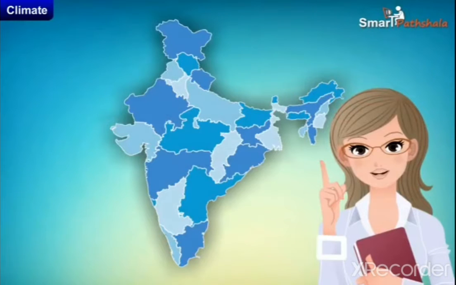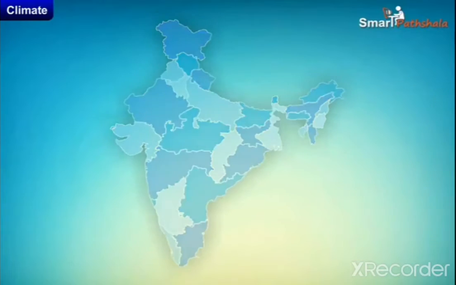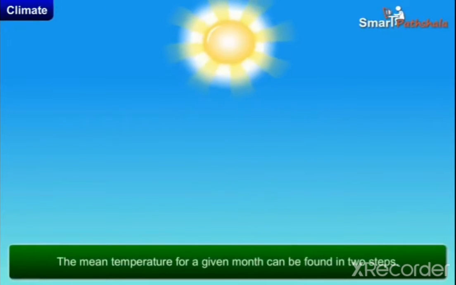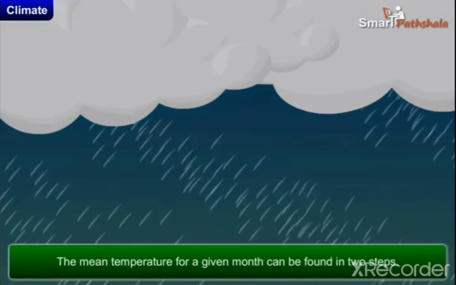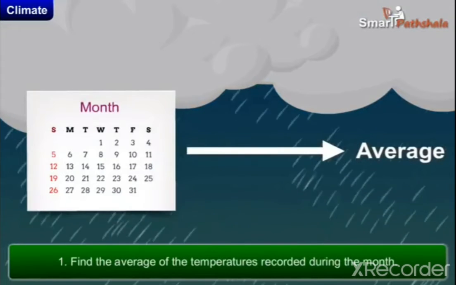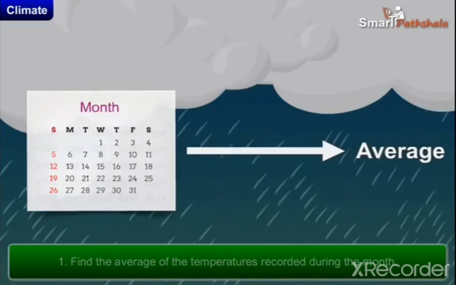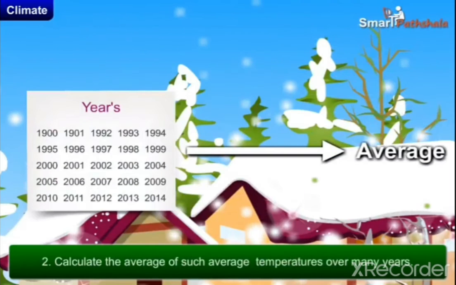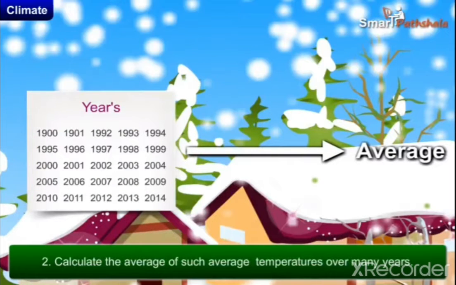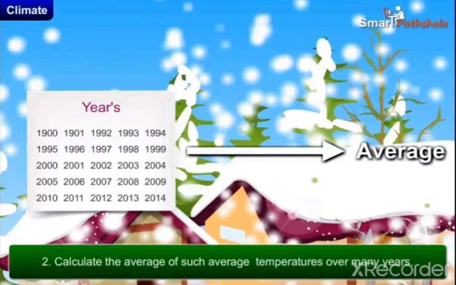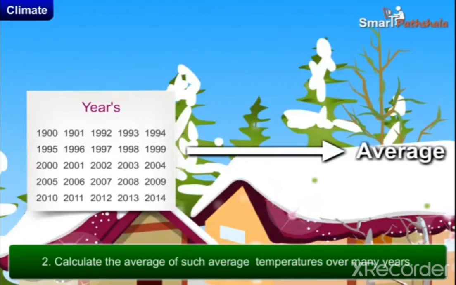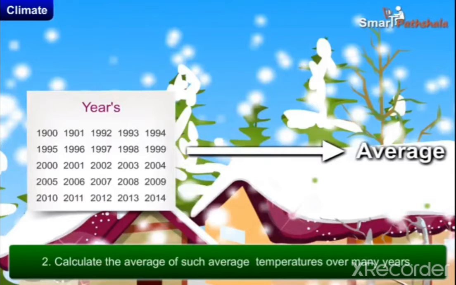Now, let us find out the mean temperature of a month at a place. The mean temperature for a given month can be found in 2 steps. First, we have to find the average of the temperatures recorded during the month. Second, we have to calculate the average of such average temperatures over many years. That gives the mean temperature of a month at a place.